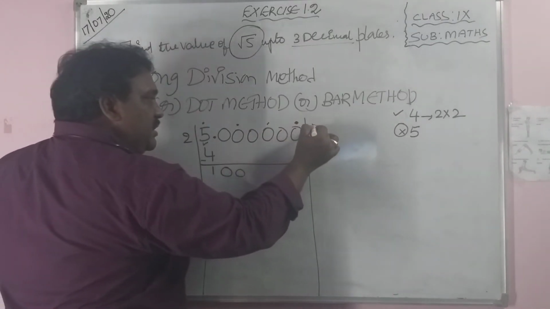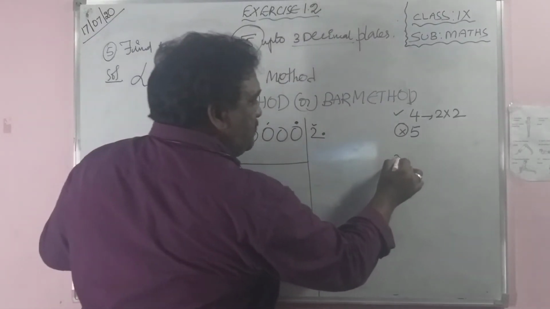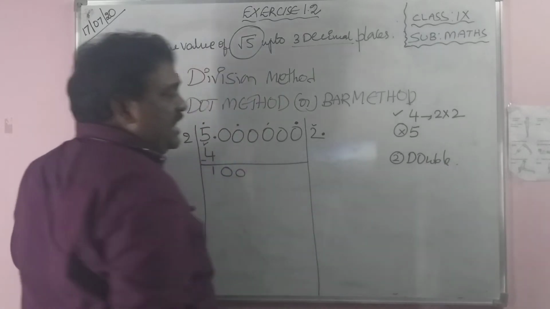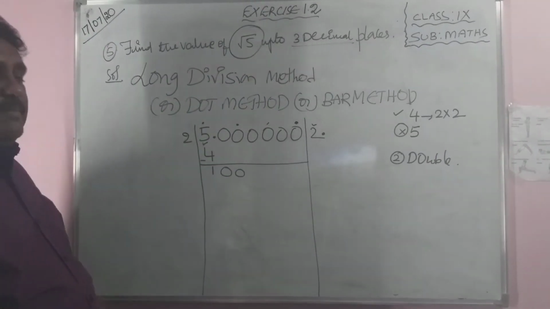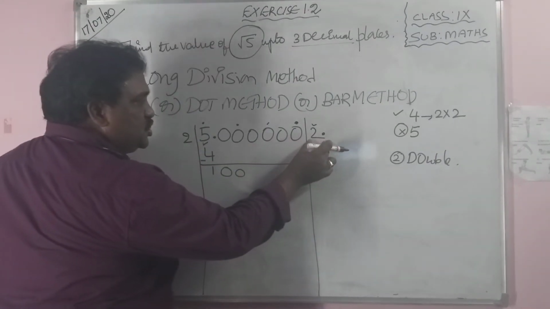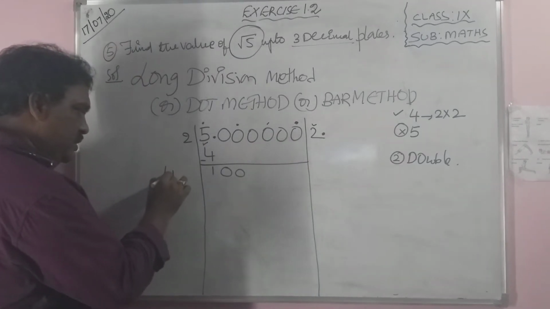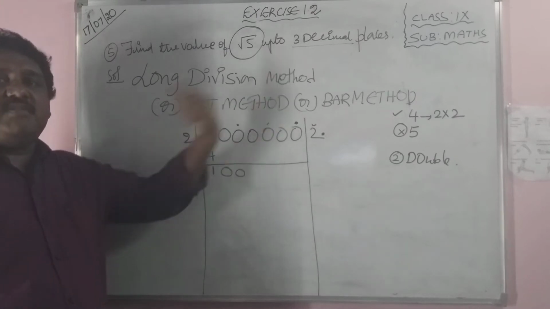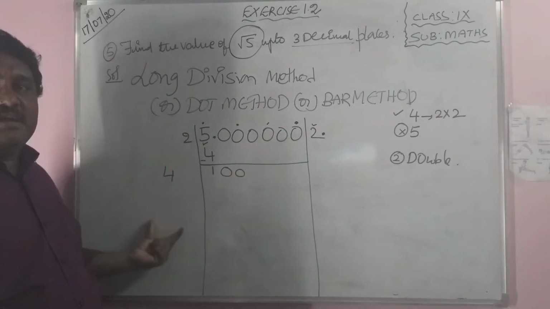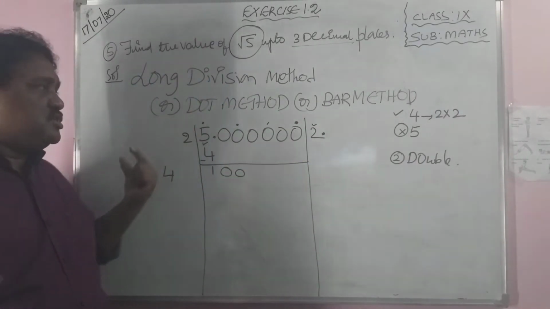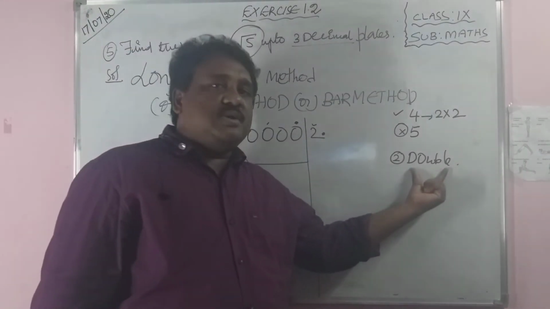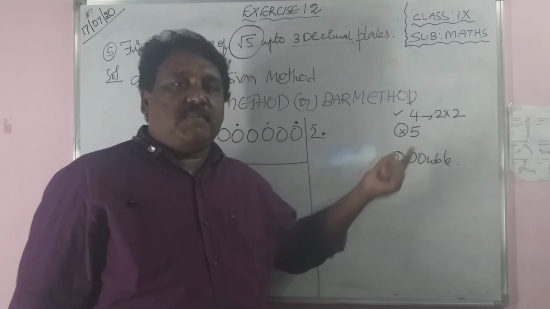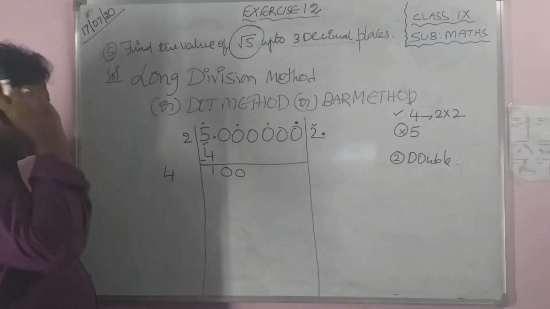What is the number here? 4. Step 2 is double. D-O-U-B-L-E. Double. The number becomes double. What is here? 2 becomes 4. Suppose 3 is there, becomes 6. 5 is there, becomes 10. 6 is there, becomes 12. So what is step 2? Double. Remember, step 2 is what? Double.